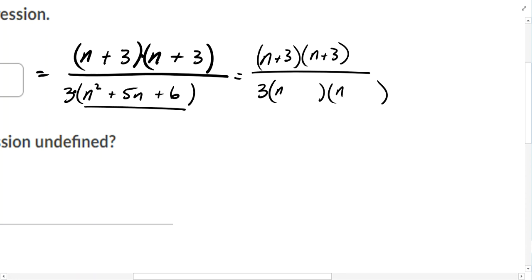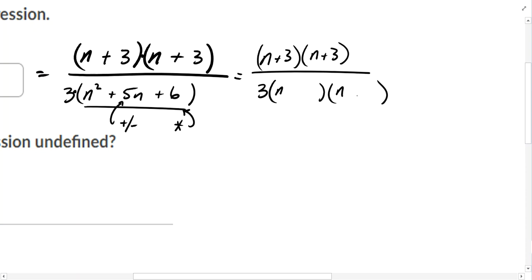Again, with a standard trinomial, we know that n times n will give us n squared, and we're looking for two numbers that multiply to make 6 that also add or subtract to make 5. There are two pairs that I can think of, either 6 and 1 or 2 and 3. The choice that I want to make is 2 and 3 because a positive 2 and positive 3 will add together to make positive 5.